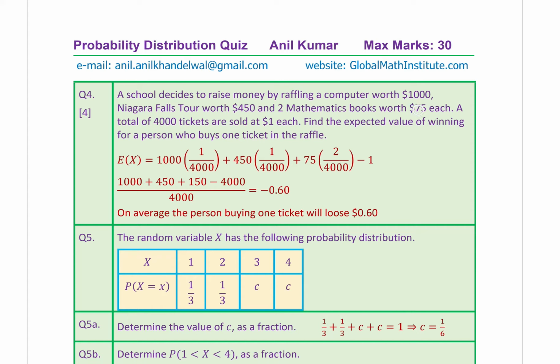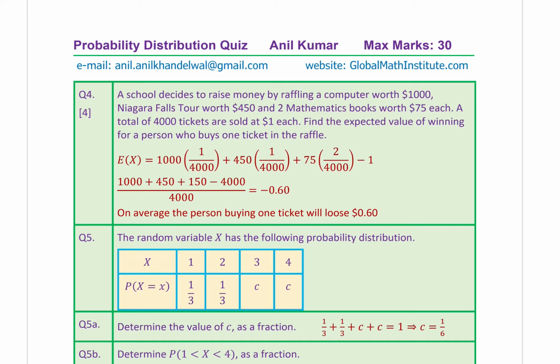So the probability of getting any one of them will be 1 out of 4,000, since 4,000 tickets have been sold. Since there are 2 books, we'll have 2 over 4,000 multiplied by the cost of each book, which is $75. Similarly, for the computer, it will be 1,000 times 1 over 4,000. For the Niagara Falls trip, 450 times 1 over 4,000. For the books, 75 times 2 over 4,000. Minus 1. Now, that is the expected value.